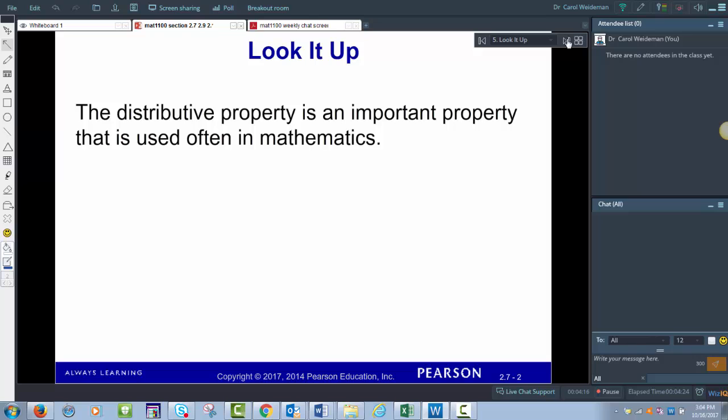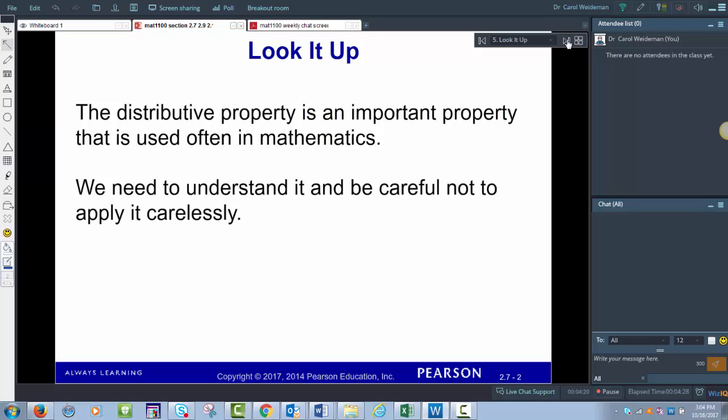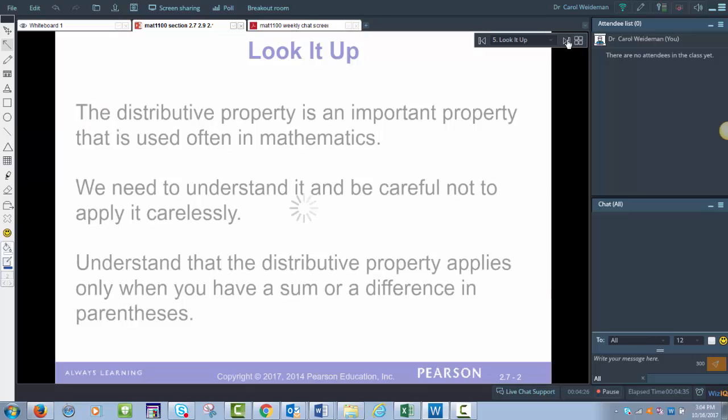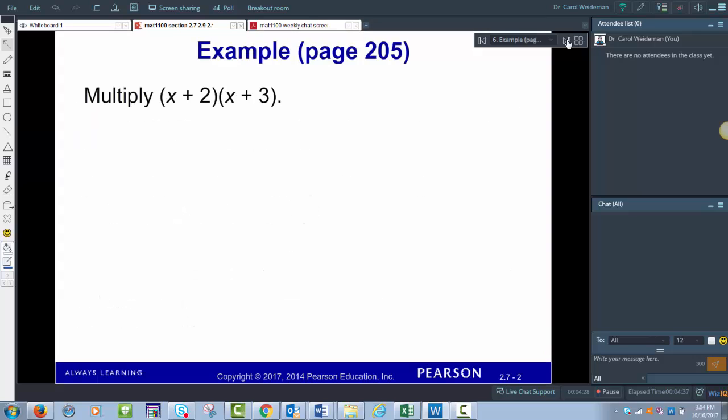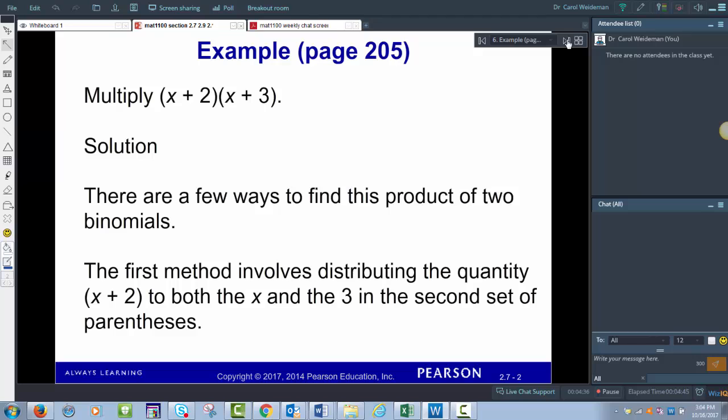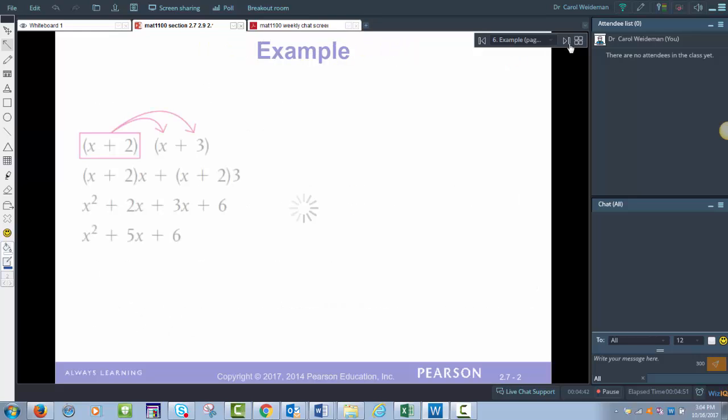So the distributive property is an important property often used in mathematics, and we have to be able to understand it and apply it carefully. Understand the distributive property only applies when you have a sum or a difference in the parentheses. So for instance here, we can multiply a binomial times a binomial, and there's a couple of ways to work this problem. The first way is distributing the quantity x plus 2 to both the x and the 3 inside the second set of parentheses.